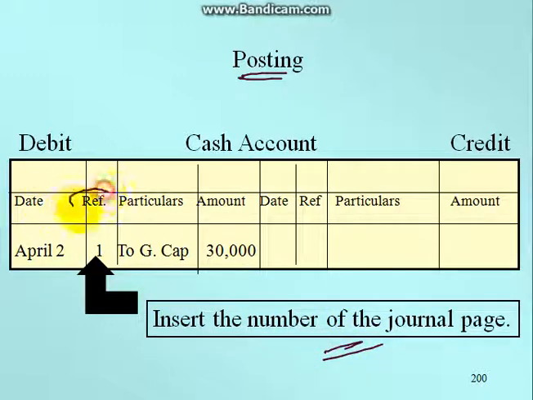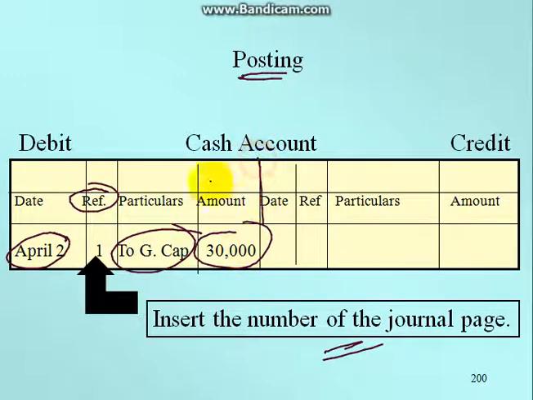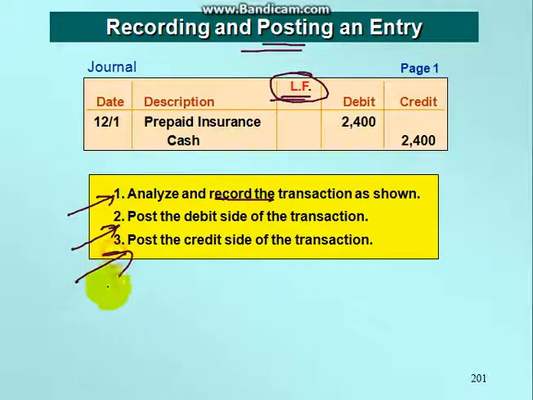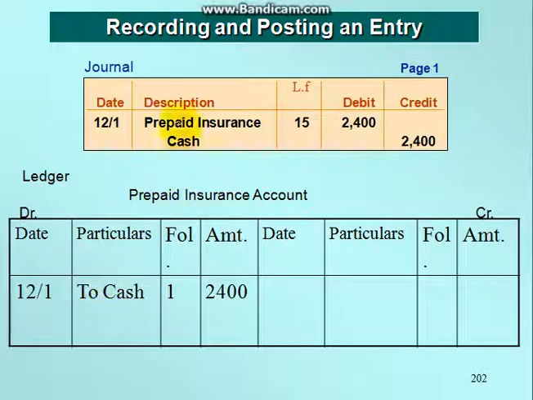But I told you this is the reference, date, particulars, amount. This is the T side what I told. One is the debit side, another is the credit side. So these are recording and posting of an entry. Here, analyze and record the transaction, post it on the debit side, post it on the credit side. So this is how the recording takes place.